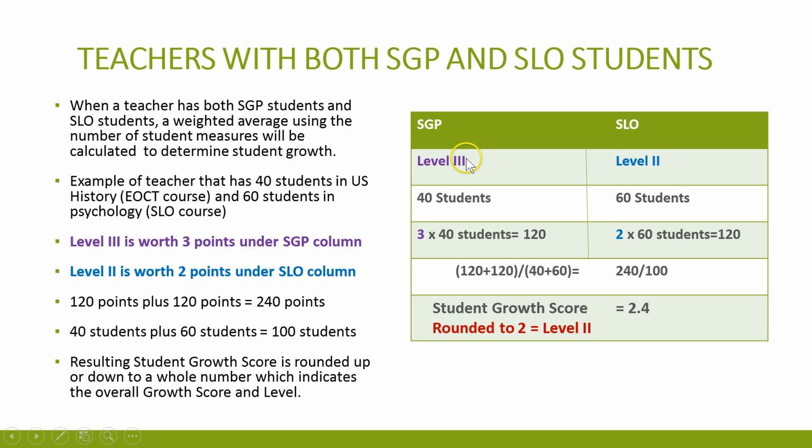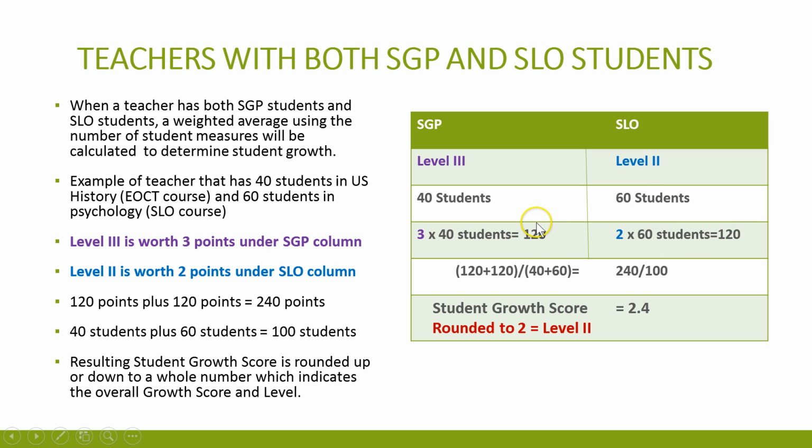But level 3, under SGP, the U.S. history kids, there were 40 of them, and they showed growth at the level 3 level. That's worth 3 points because level 3 is worth 3 points. They multiply it times the 40 students, and they get a score of 120. That same teacher in the psychology class that had the SLO test only performed at the level 2 in student growth. So you multiply the 2 times the 60 students, and you get 120 points.